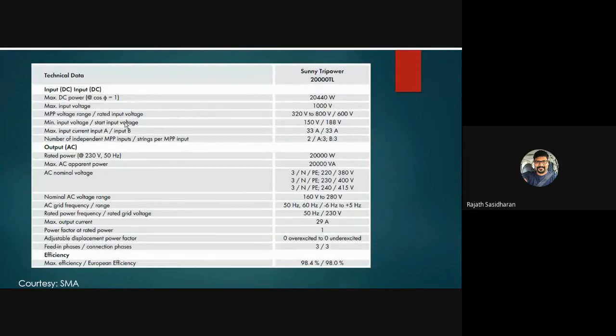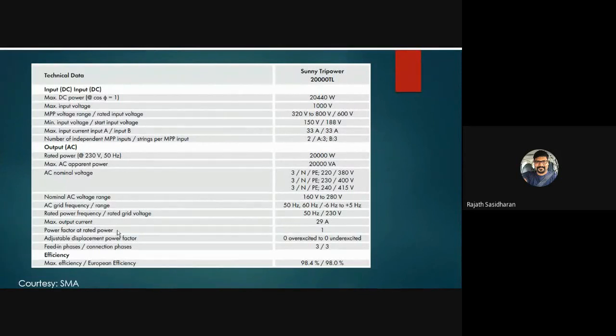Then you can see the minimum startup voltage, because inverters have a little bit of self-consumption to start up. So just to start up, they need a bare minimum of 150 volts. This is again for this kind of model. The smaller inverters may need even less voltage. So these are a few things to understand the characteristics of an inverter.